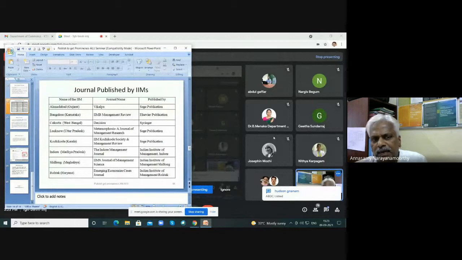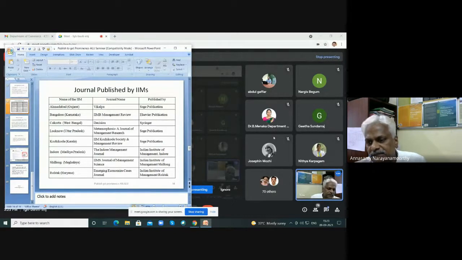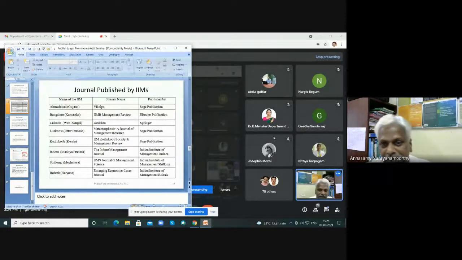Look at Ahmedabad's journal, Vikalpa, which is published by Sage. Publishing a paper in Sage is a very good rank; Sage is a very good publisher in India and around the world, probably the number one publisher in India. Bangalore has IIM B Management Review, published by Elsevier, one of the best journal publishers in the world. Calcutta has Decision, published by Springer, one of the top class publishers in the world. Lucknow has a journal published by Sage. Kozhikode has a journal, I have a paper there, published by Sage publication.